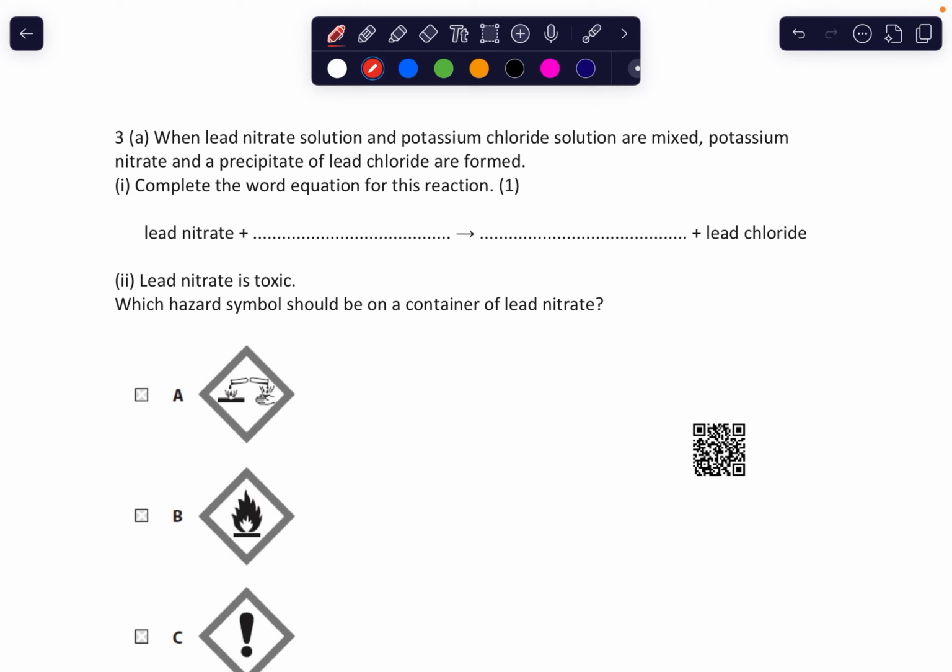So here we're given some descriptions of how some chemicals react together, and it wants us to complete a word equation. So we've got lead nitrate and potassium chloride solution are mixed. So the other chemical that is the reactant is this potassium chloride, and it tells me it's going to form lead nitrate and potassium nitrate. So the other chemical produced is the potassium nitrate. There's 1 mark for getting both bits correct.